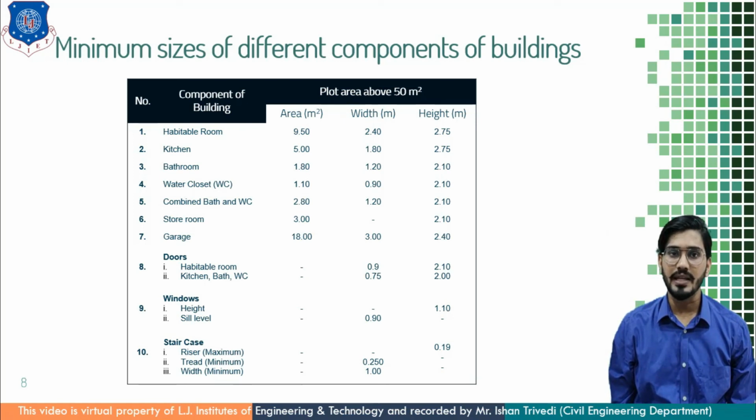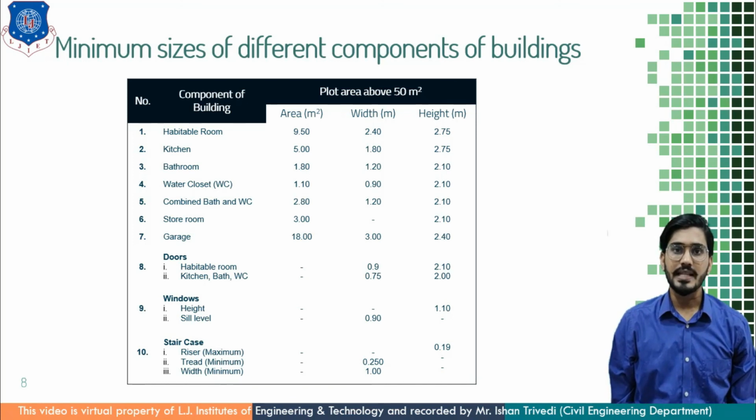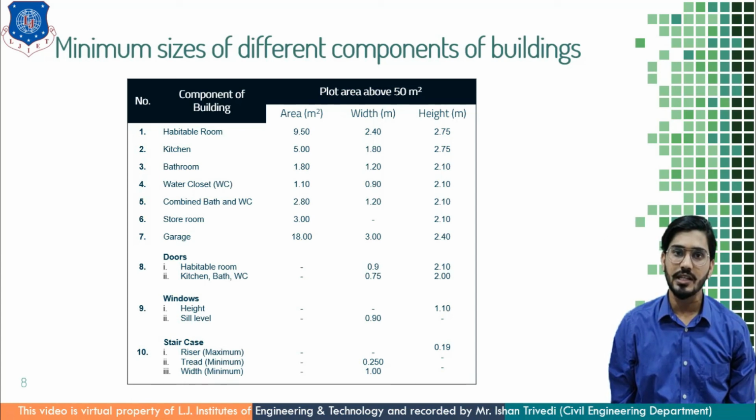Then for kitchen, the minimum area is 5 square meters, minimum width is 1.8 meter and the height is again 2.75 meter. For bathroom, the area is 1.8 square meters, and at least one dimension has to be 1.2 meter. Then the height can be reduced up to 2.1 meter. If the bathroom is separate, you can provide up to 2.1 meter height. Even for WC, the height is again 2.1 meter. If these are separate, you can provide minimum 2.1 meter height for both components.